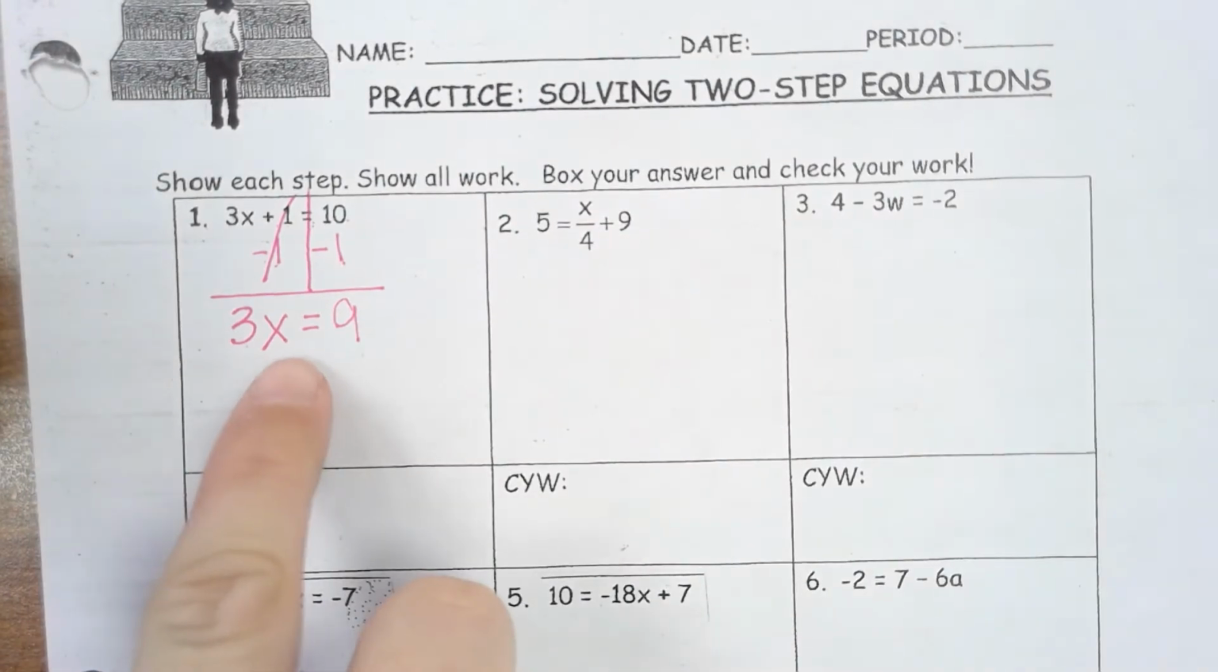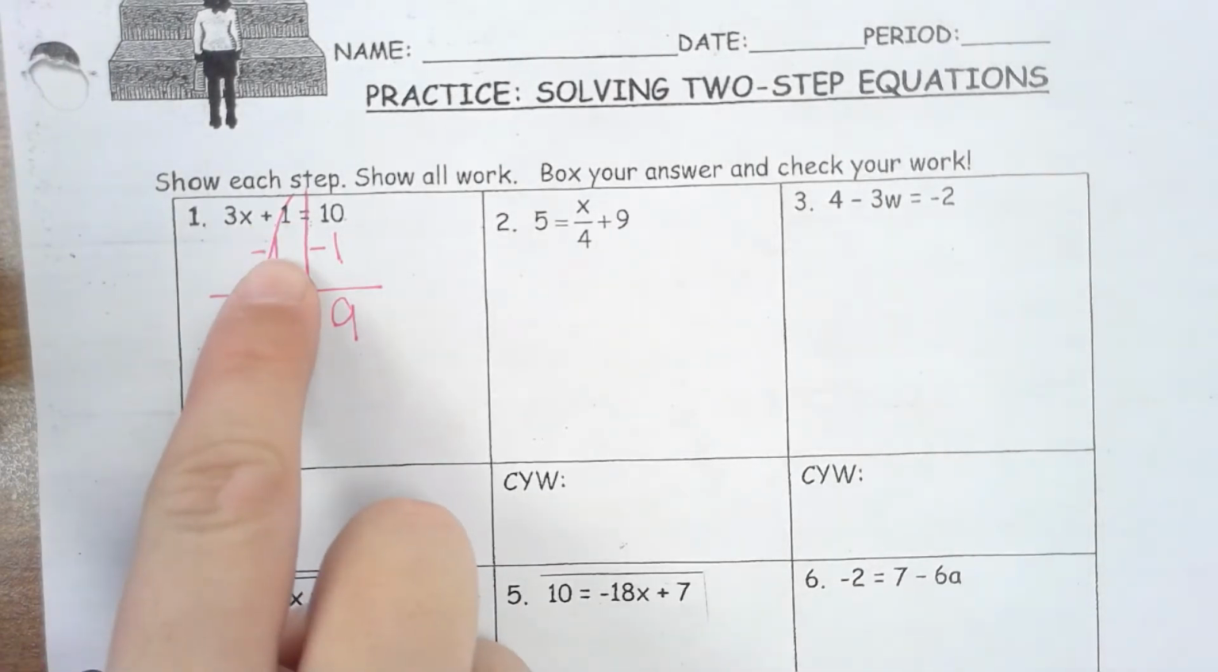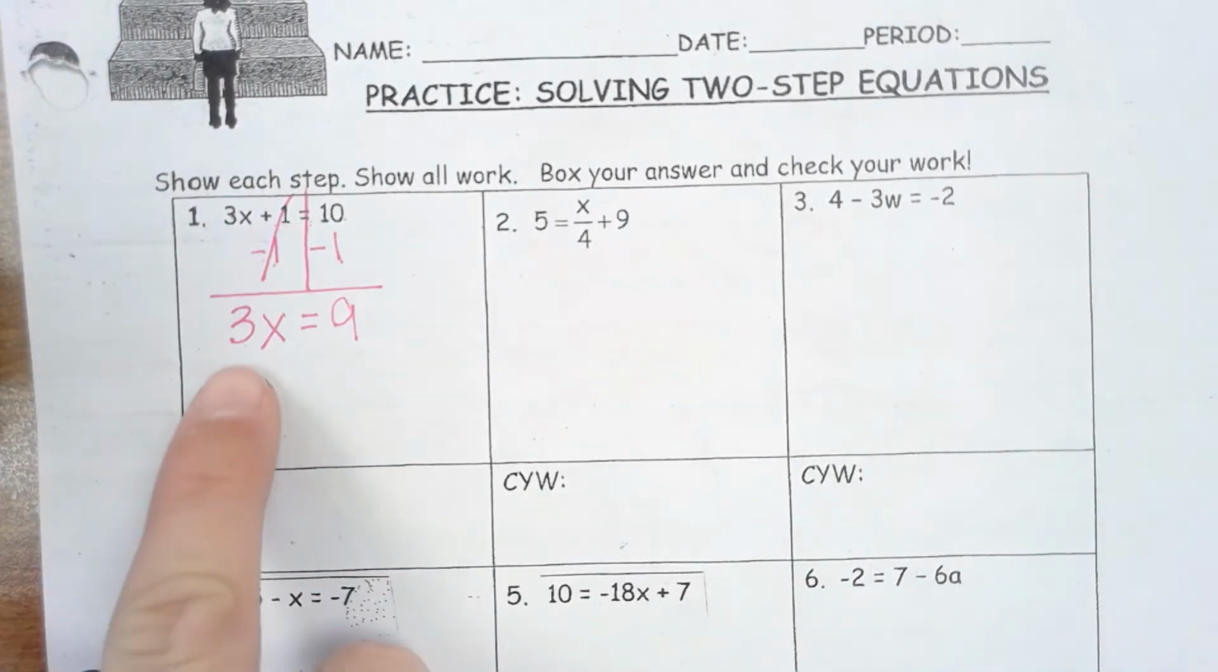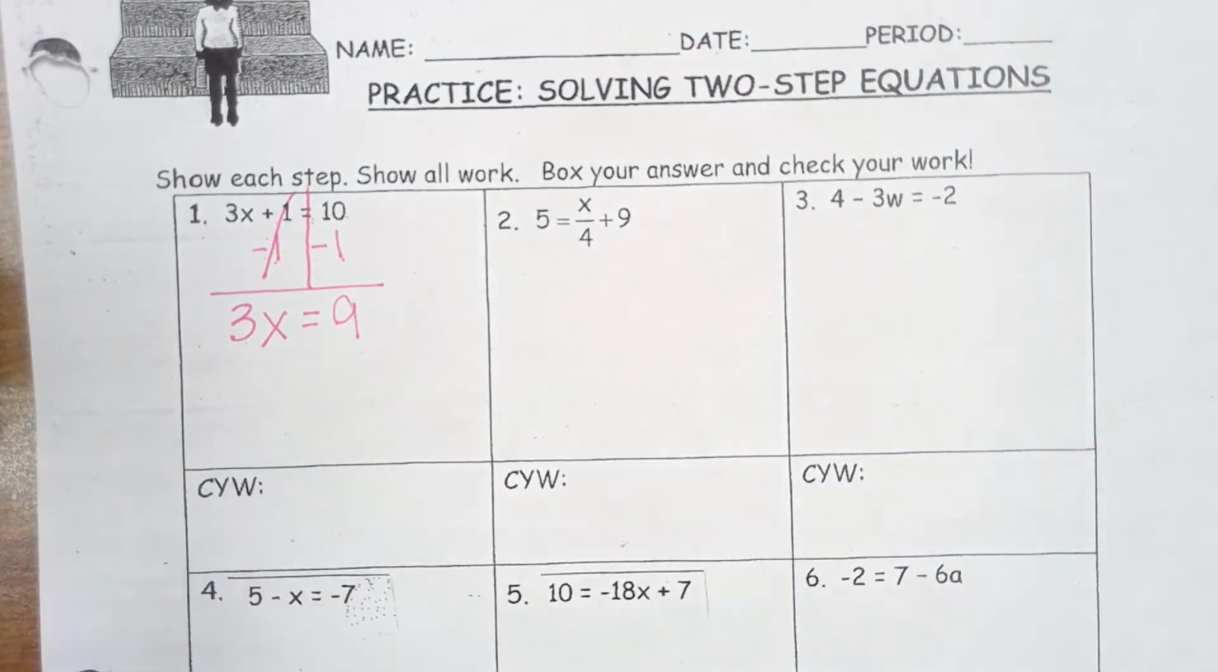This should look familiar now. Do you guys see how after we subtracted 1 on both sides, we went from a two-step equation to just a one-step equation? That is the process. So we're going from a two-step to a one-step to the answer.